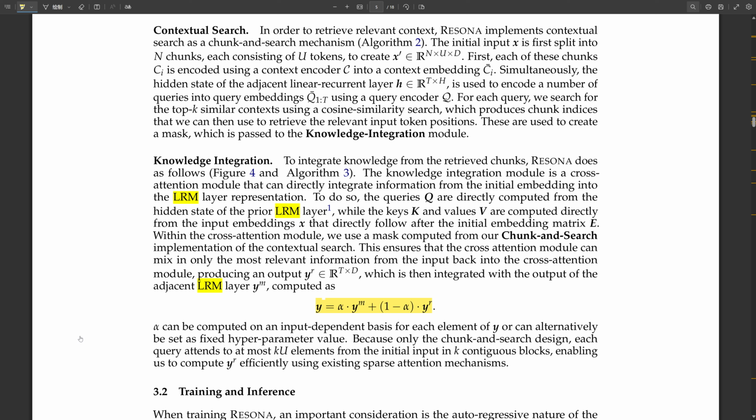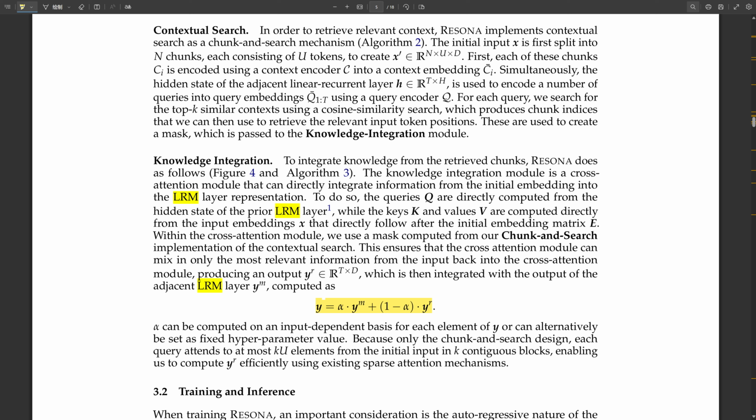Sounds promising. What about the standard language modeling benchmarks? They tested on the Wikitext 103 dataset, which is a pretty common benchmark for language modeling. And Table 2 shows that Resona consistently got lower perplexity scores than both baseline LRMs and models with a similar number of parameters. Remind me again what perplexity measures.